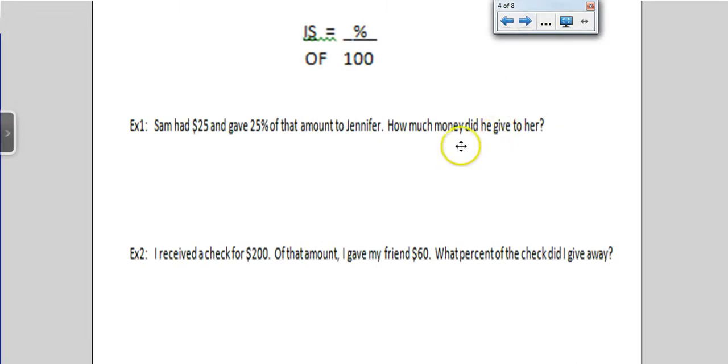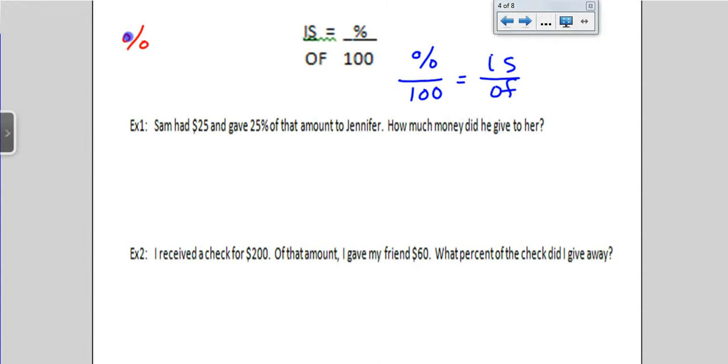In the next section, we have this proportion formula that you might remember from Algebra 1. It says is over of equals percent over 100. Now I'll be honest, I'm kind of stuck in my ways. I usually put the percent over 100 first, and then set it equal to the is divided by the of. But it really doesn't matter, because proportions you can interchange the order. Another proportion that we're going to see a lot of in this section is percent over 100, same start, but then it's going to be part divided by total, or whole.